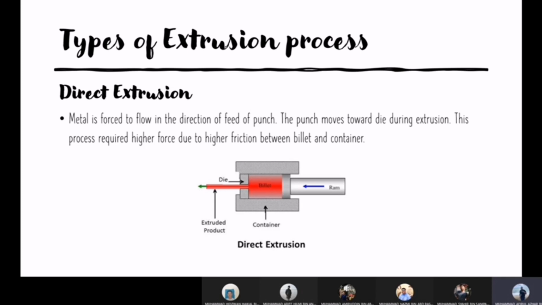Okay, for the first, I will explain about direct extrusion. In this process, metal is forced to flow in the direction of feed of punch. The punch moves toward die during extrusion. This process required higher force due to higher friction between billet and container. As you can see in the picture, the extruded product will flow in the same direction and follow the shape of the die when the billet is applied with the pressure. Okay, next.